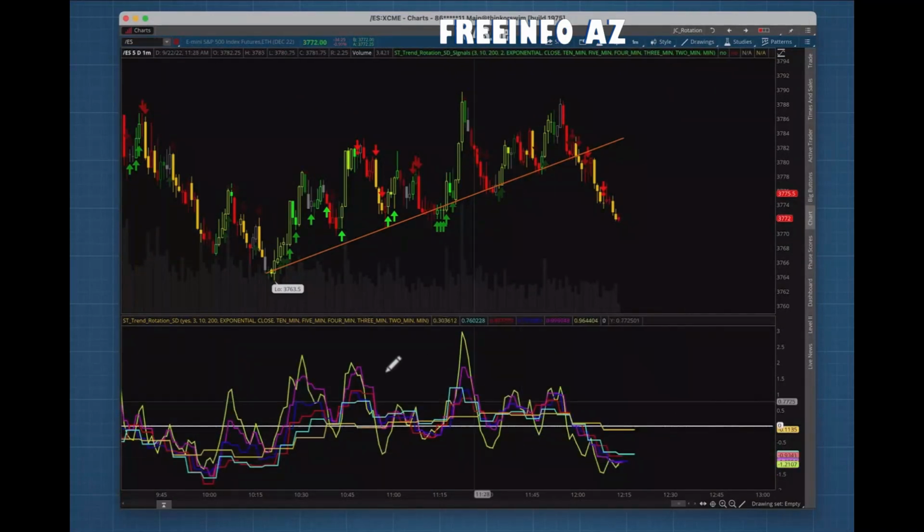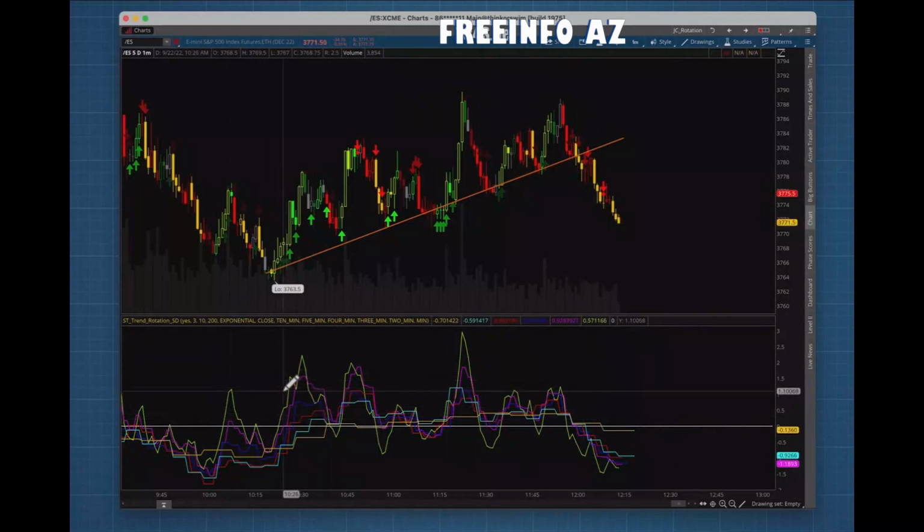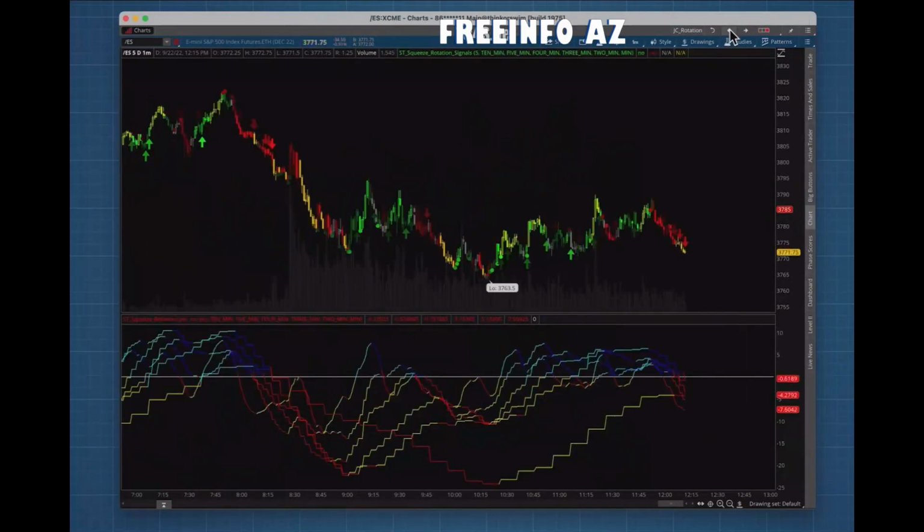Yeah, this is a 3-10 MACD line, though you can change it to anything you want. Honestly, that was the one that John wanted to try to use for quick intraday trades. I'll go back to the regular version here from the SD version.